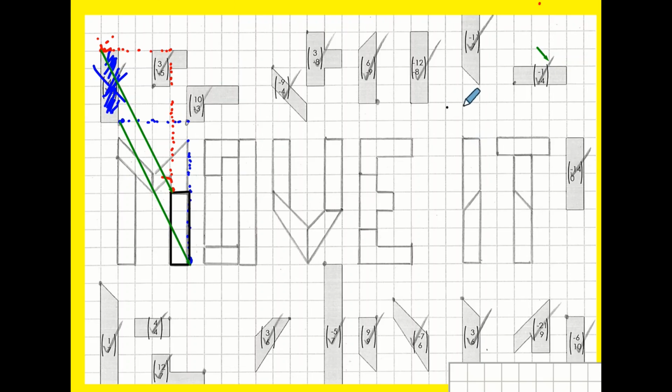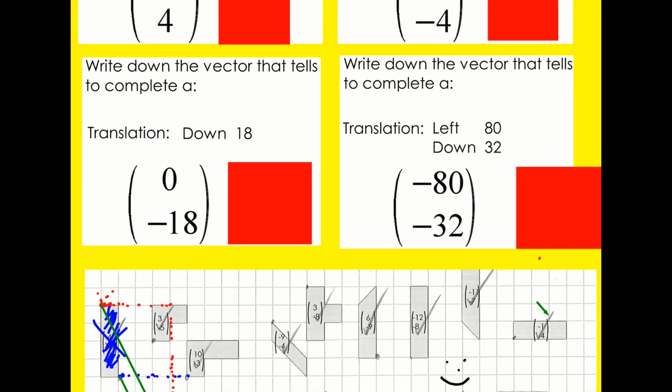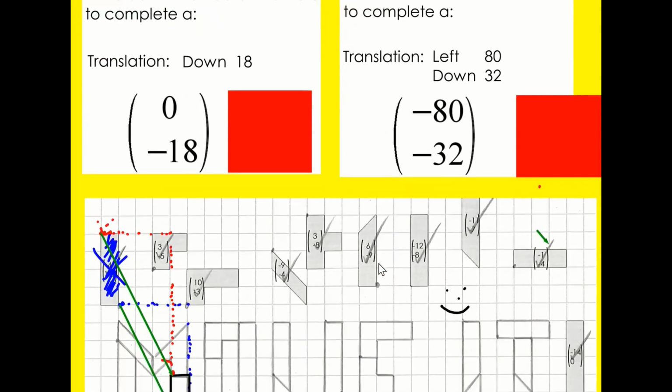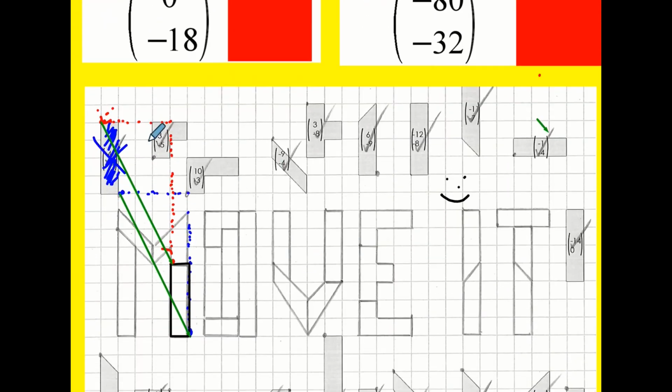So well done. That is the first lesson on transformations. It's going to get harder, to be fair, but it's important to spend a little bit of time on vectors and the like. We'll come back to those in more detail. The main thing today is that you can now translate shapes using vectors. Well done.